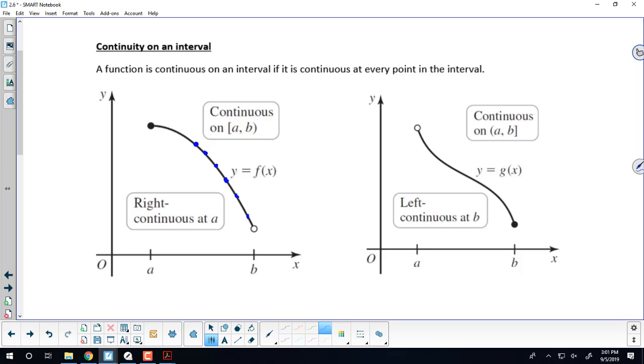Well, what about our endpoints? Notice how this is saying that this function is continuous from a to b, where we include a but we exclude b. That should be evident from the graph itself. But in practice, determining continuity from this direction as I get closer and closer to b, or from this direction as I get closer and closer to a, does involve one-sided limits, as we noticed earlier.